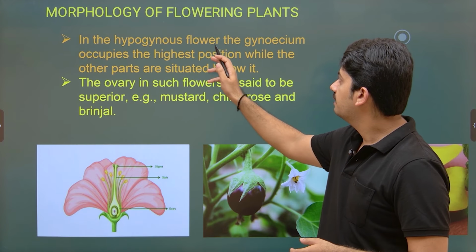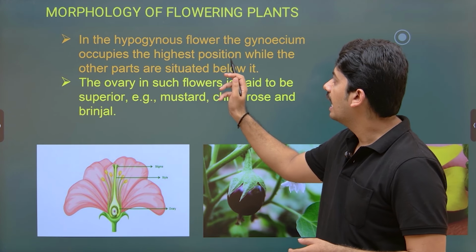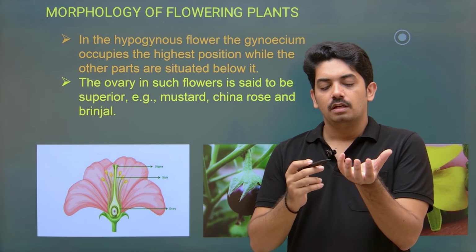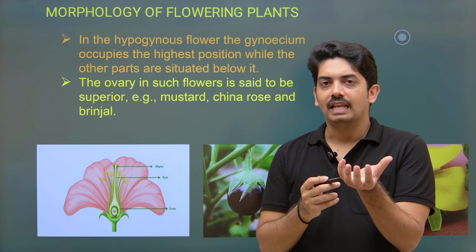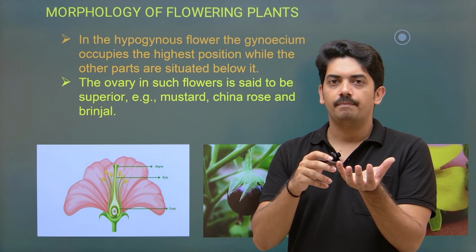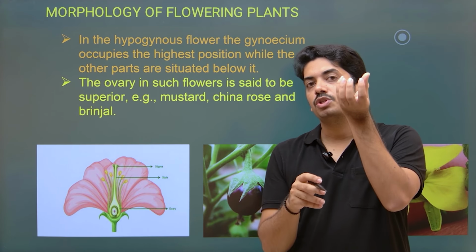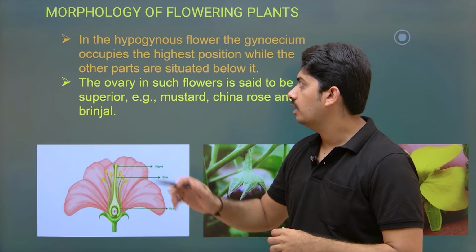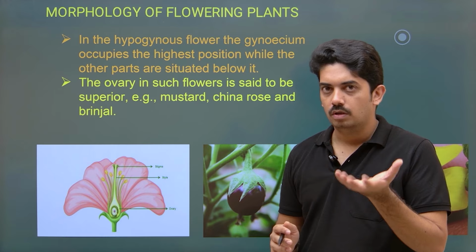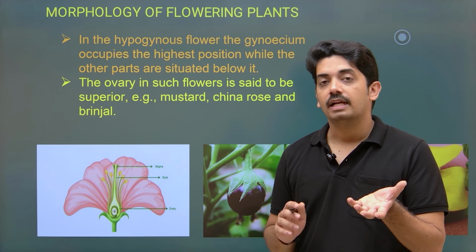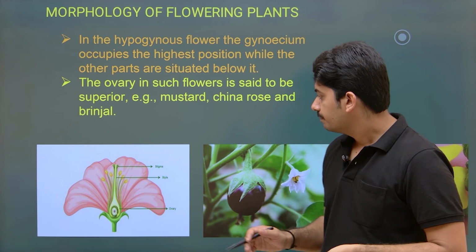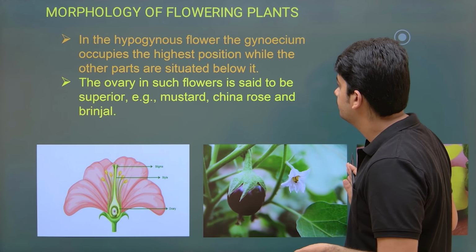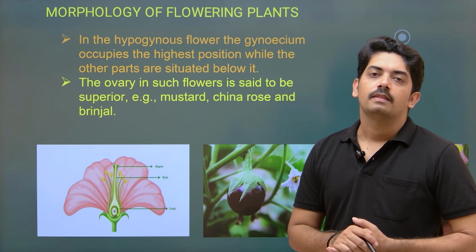So in a hypogynous flower, the gynoecium occupies the highest position. That means when you look at the flower, the calyx is the outermost and lies below, next the corolla, next the androecium, and the gynoecium is situated above all of these. Then it is called superior ovary or hypogynous ovary. Hypo means superior; gynoecium is the reproductive part. So China rose, brinjal and mustard are examples for hypogynous ovary.